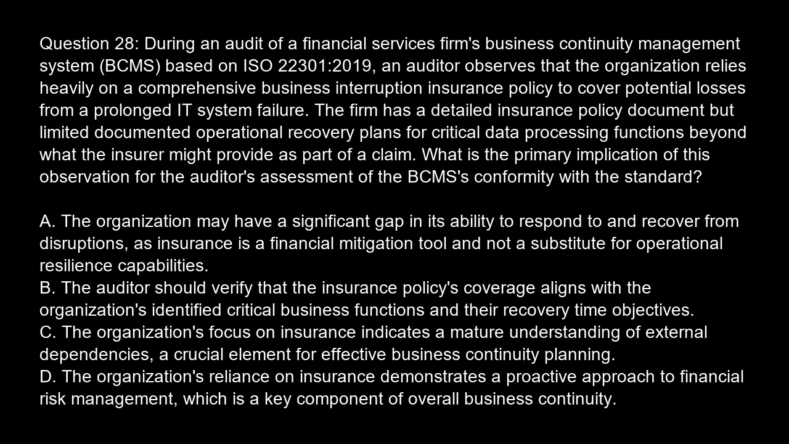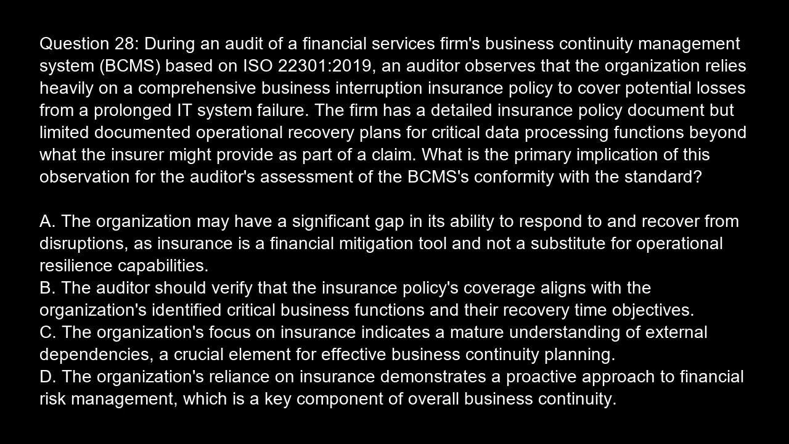Question 28. During an audit of a financial services firm's business continuity management system, BCMS, based on ISO 22301-2019, an auditor observes that the organization relies heavily on a comprehensive business interruption insurance policy to cover potential losses from a prolonged IT system failure. The firm has a detailed insurance policy document, but limited documented operational recovery plans for critical data processing functions beyond what the insurer might provide as part of a claim. What is the primary implication of this observation for the auditor's assessment of the BCMS conformity with the standard?